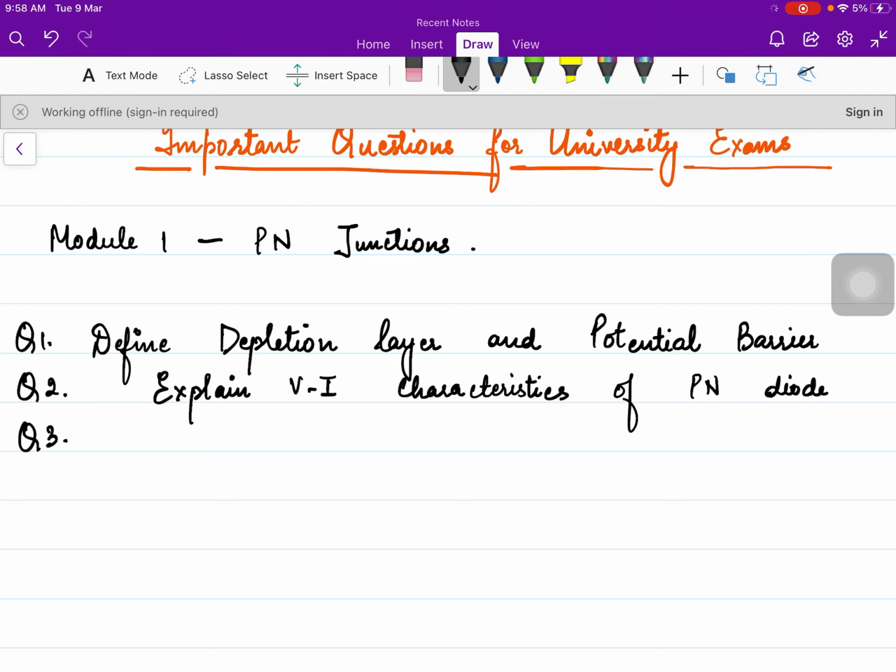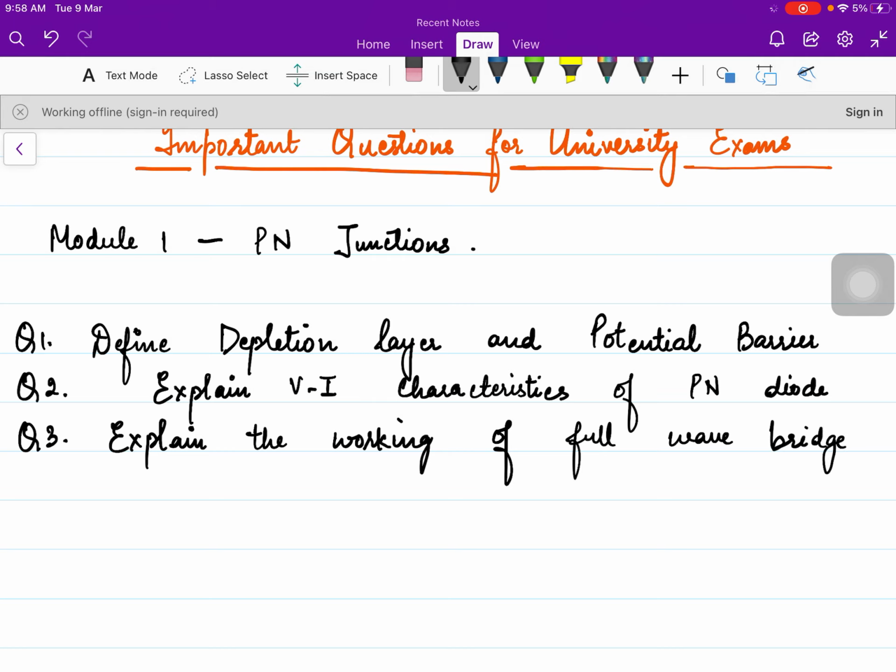Now the third question could be related to explain the working of bridge rectifier or full wave rectifier. So explain the working of full wave bridge rectifier. See, center tapped rectifier is rarely asked usually. I am giving these questions on the basis of the experience of the previous question papers. So if you are asked about full wave rectifier, then also you can explain bridge rectifier, and if you are specially asked for bridge rectifier, then you have to explain only bridge rectifier. So explain the working of full wave bridge rectifier.